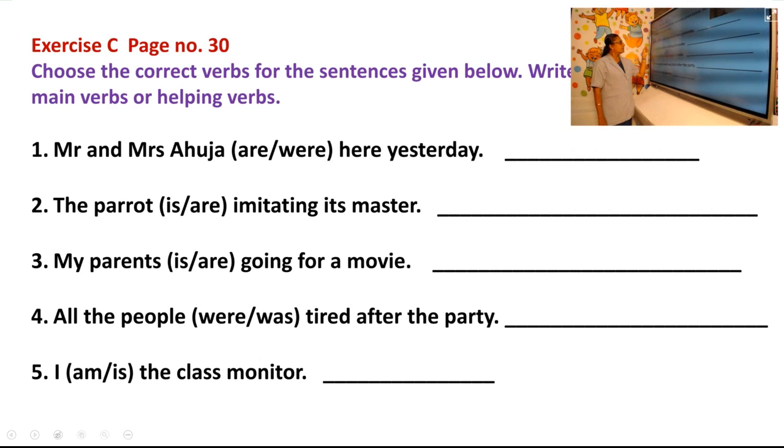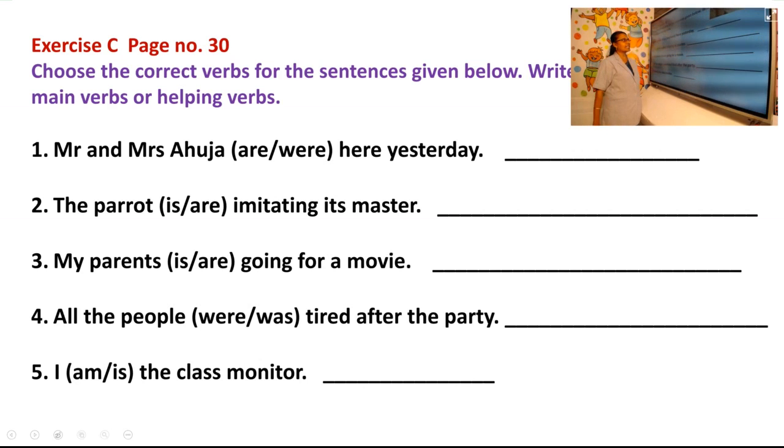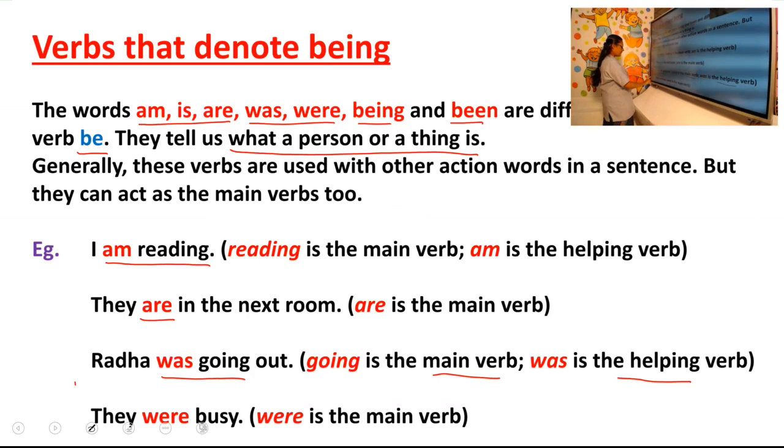Okay. First question, Mr. and Mrs. Ahuja, in brackets two verbs are given: are, were, here, yesterday. Mr. and Mrs. Ahuja, that is the subject and that is plural. So here two verbs are given, are and were, both plural verbs. So we use are in the present tense and were in the past tense. So here see this sentence, Mr. and Mrs. Ahuja dash here yesterday.